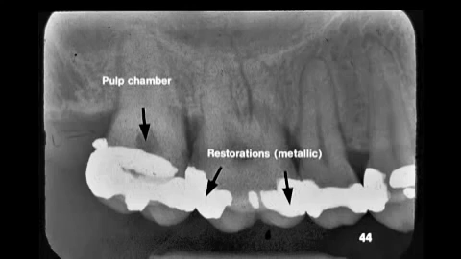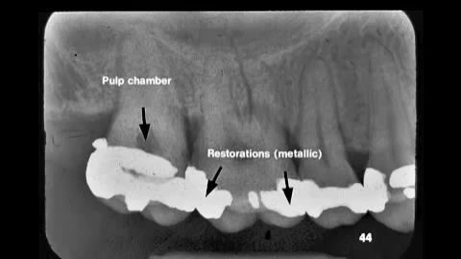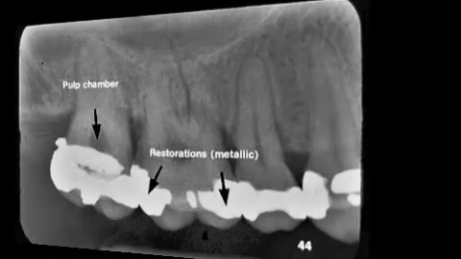The arrow to your left points to the pulp chamber. It is radiolucent. Areas that the other arrows point to are amalgam, radiopaque metal fillings in the tooth structure.